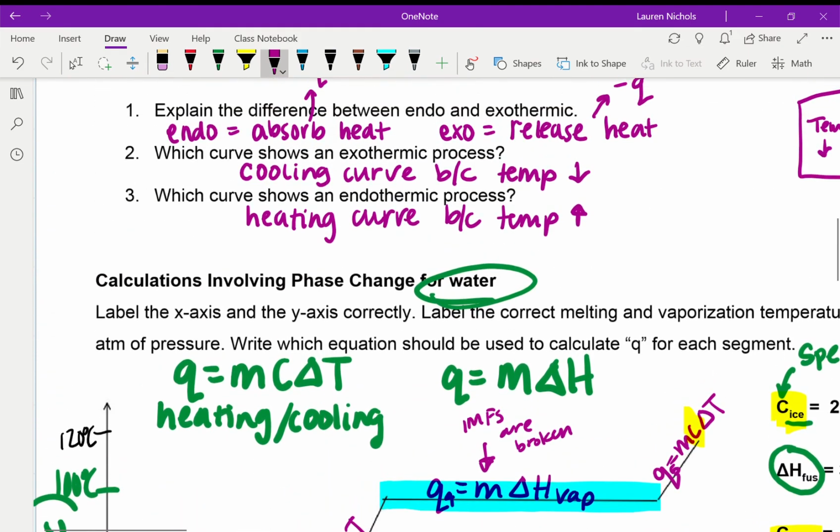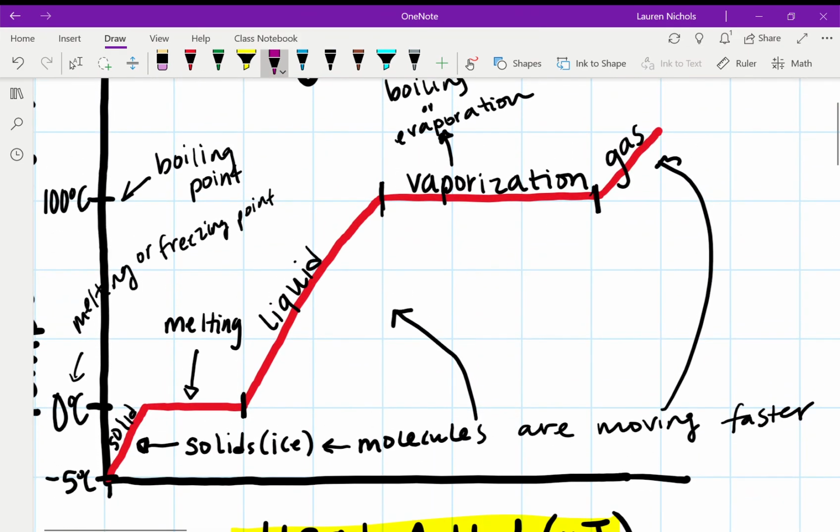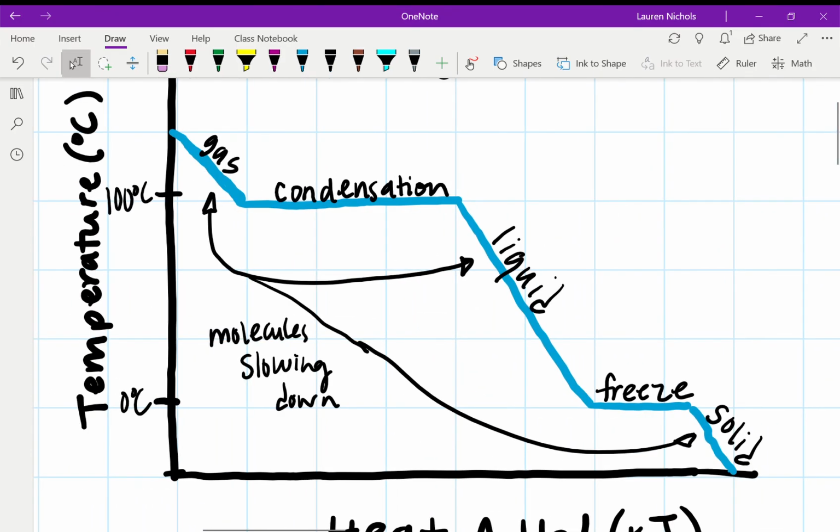And you'll see that here as well in the heating and cooling curves I drew.